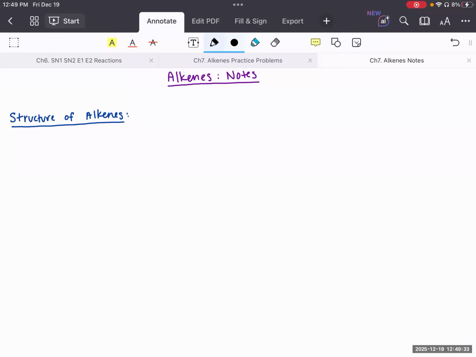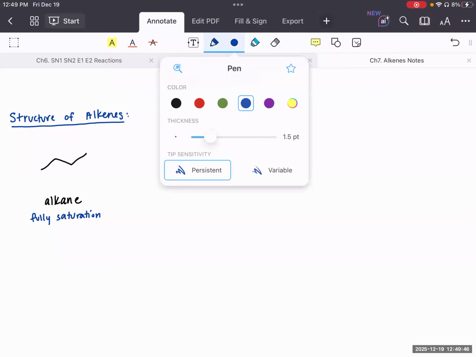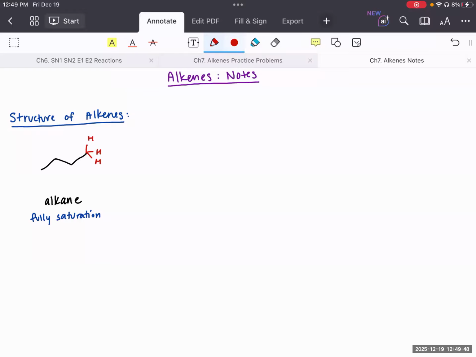So to talk about alkenes, let's first remind ourselves of the structure of an alkane. And so alkanes are fully saturated, meaning that every single carbon has the maximum number of hydrogens that can be bonded to it because we have no double bonds. Everything is just a single bond. And so if we were to draw in the hydrogens here, you would have 3 on the ends and then 2 for each of the carbons in the middle.